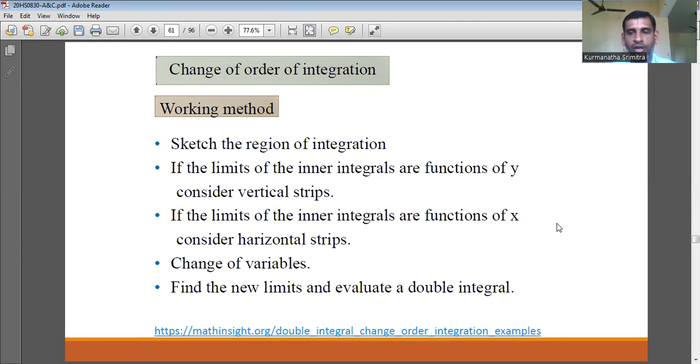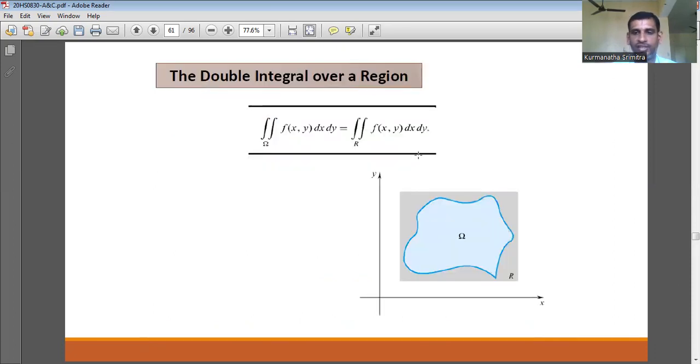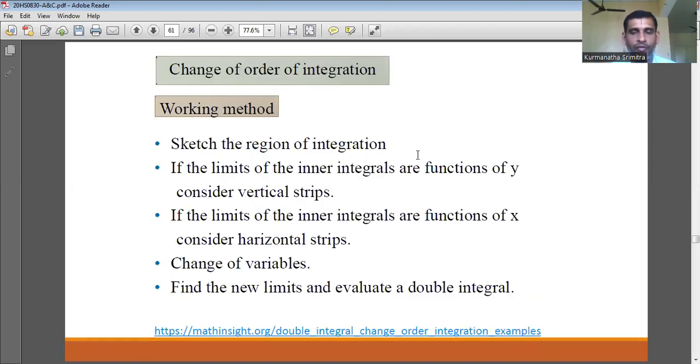To change the order of integration, we must follow some points. First, we sketch the region of integration where we are integrating. So the graphical representation is very important. Second, from that region of integration, first calculate the limits of the inner integration. That is, first with respect to y means it is the inner integration. So first calculate the limits of the given integrals, and the limits of the inner integral of the function x by considering horizontal steps.